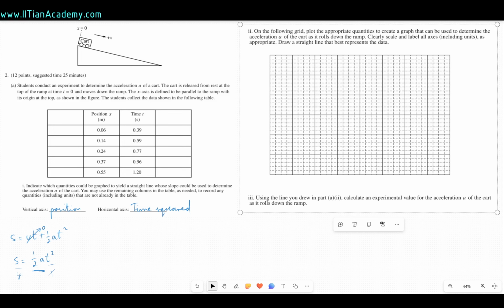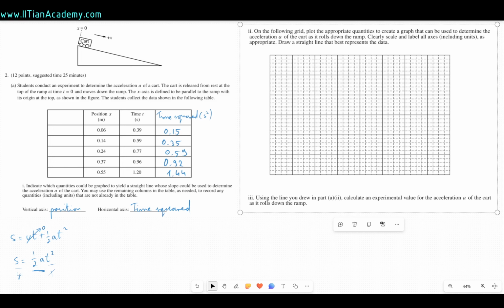So we need a column for time squared. Time squared, we'll have units of seconds squared. So we need to square all of these values in the table. So this will be 0.15, 0.35, 0.92, and 1.44. So this is for part 1.